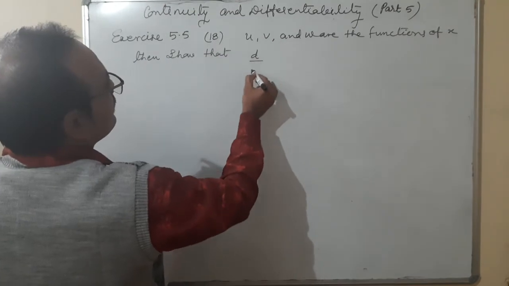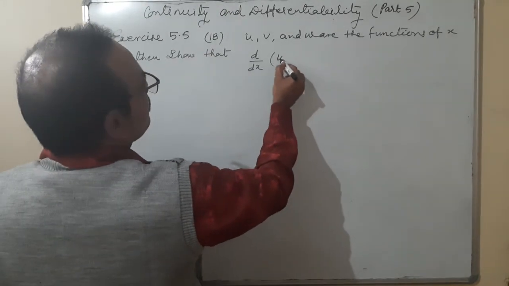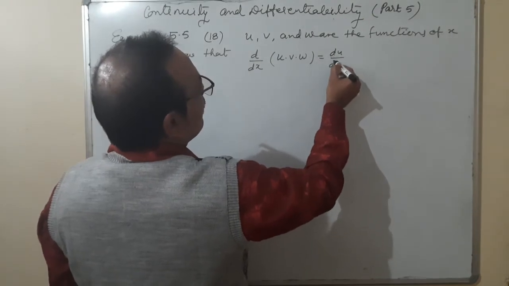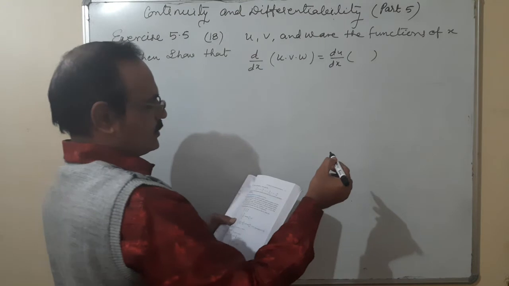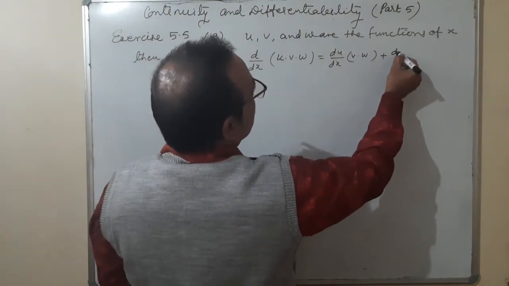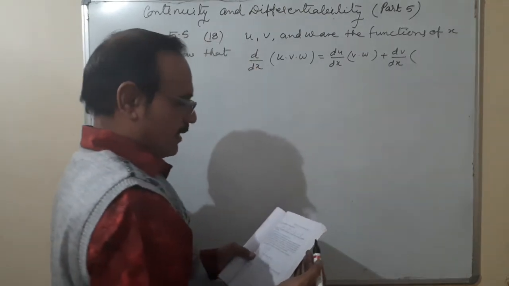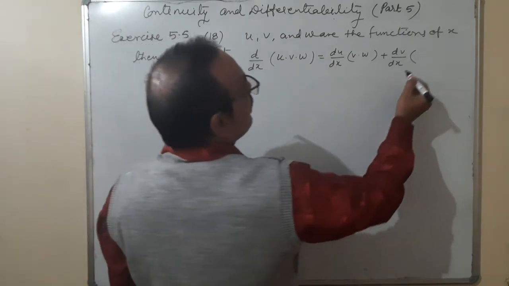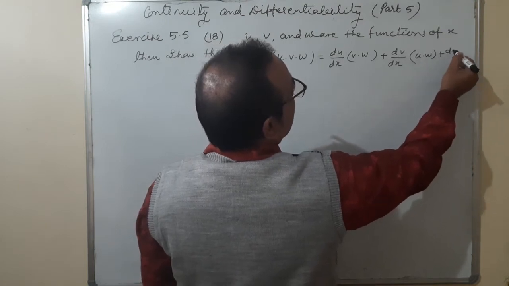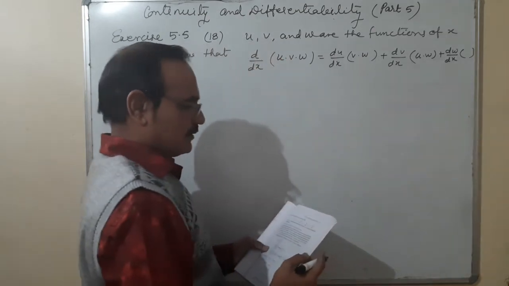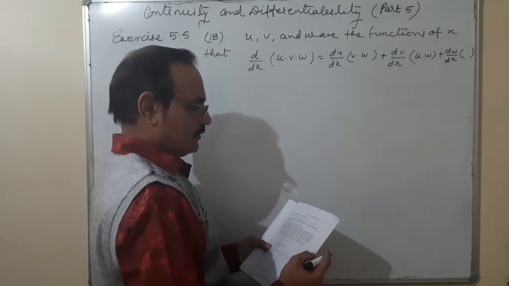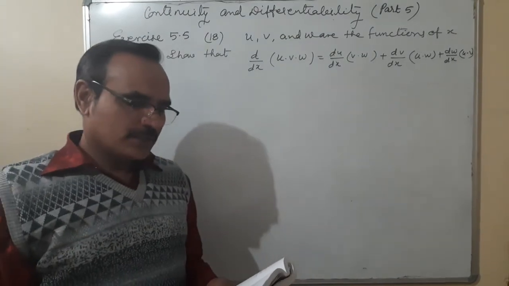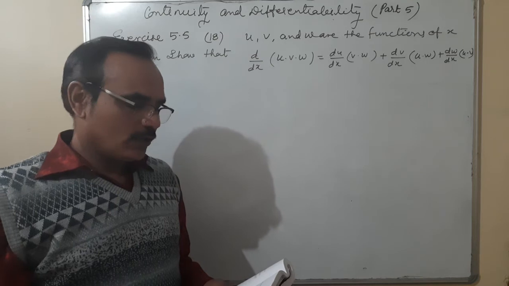d/dx of (u v w) is equal to du/dx times v w, plus dv/dx times u w, plus dw/dx times u v. Show this in two ways: first by repeated applications of the product rule, second by logarithmic differentiation.